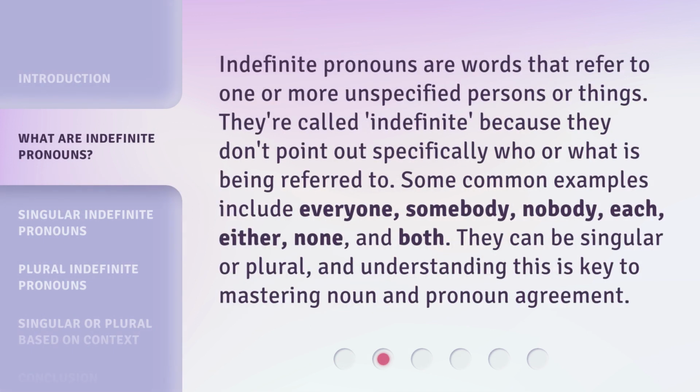Indefinite pronouns are words that refer to one or more unspecified persons or things. They're called indefinite because they don't point out specifically who or what is being referred to. Some common examples include everyone, somebody, nobody, each, either, none, and both. They can be singular or plural, and understanding this is key to mastering noun and pronoun agreement.